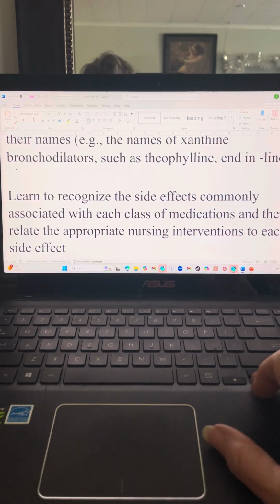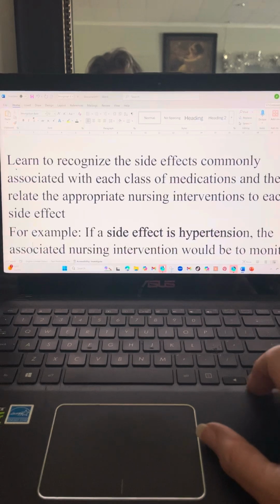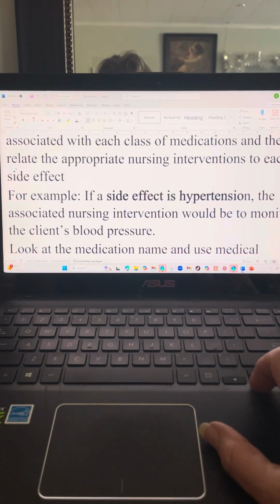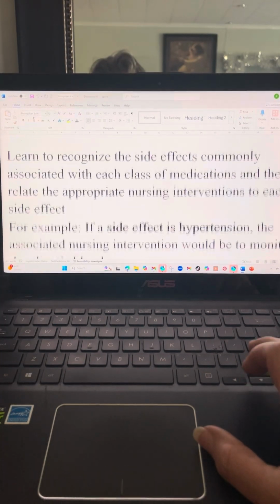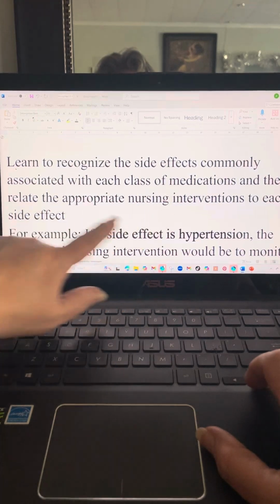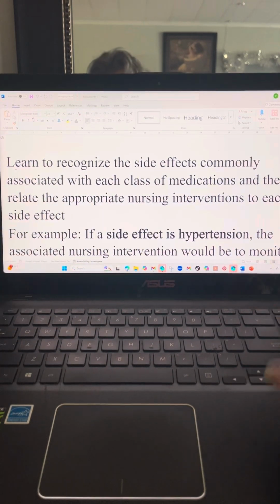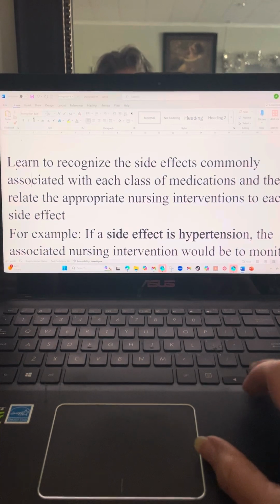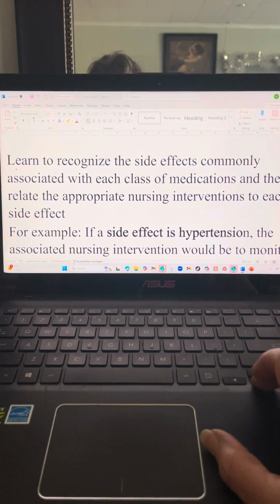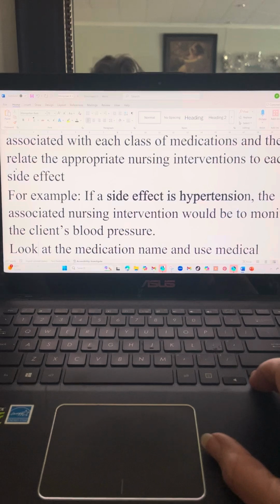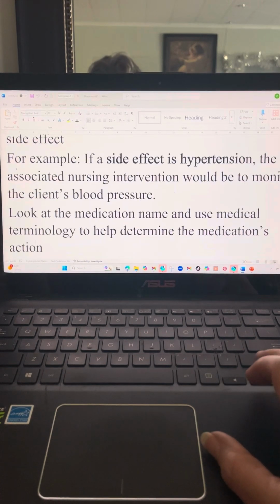And here, I'm finna show you. So, for example, if a side effect is hypertension, okay, learn to recognize the side effects commonly associated with each class of medication and then relate the appropriate nursing intervention to each side effect. So if a side effect is hypertension, the associated nursing intervention would be to monitor their blood pressure.